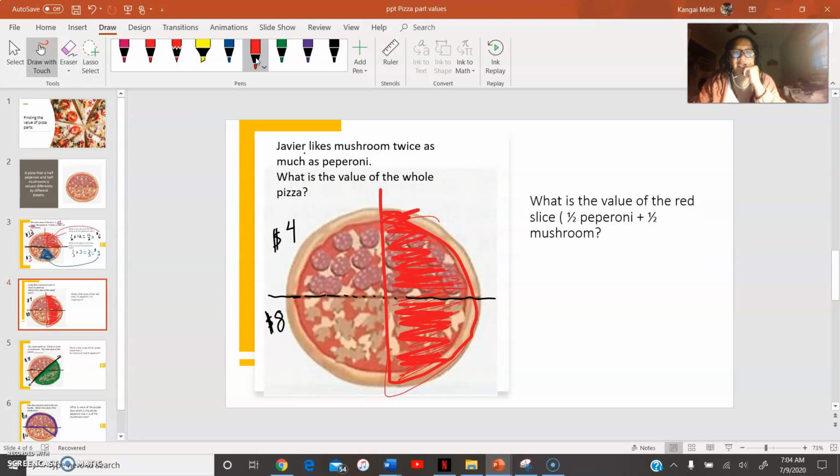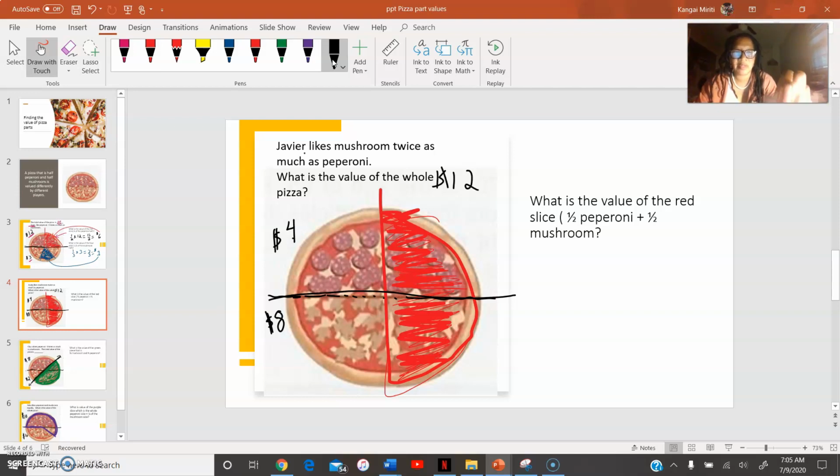Okay, so here's Javier. What do we know about him and the pizza? Now he likes mushroom twice as much as he likes pepperoni. Look at this, $8 for this half, and $4 for that half. The value of the whole pizza for Javier is, let's see, 8 plus 4, $12.